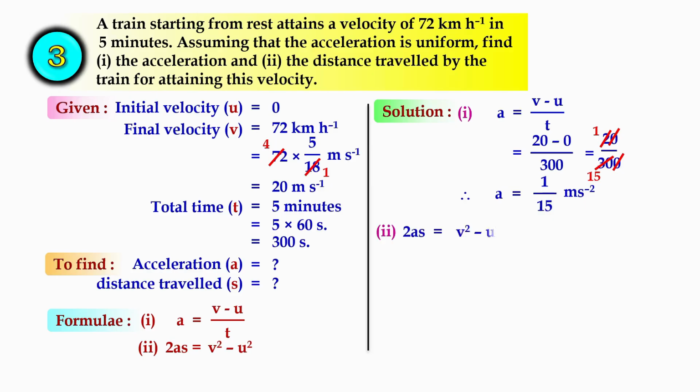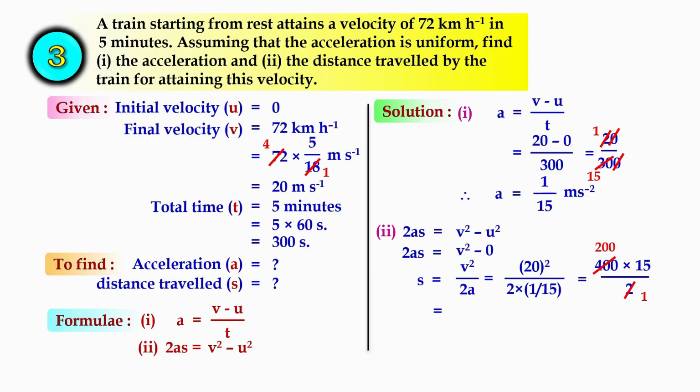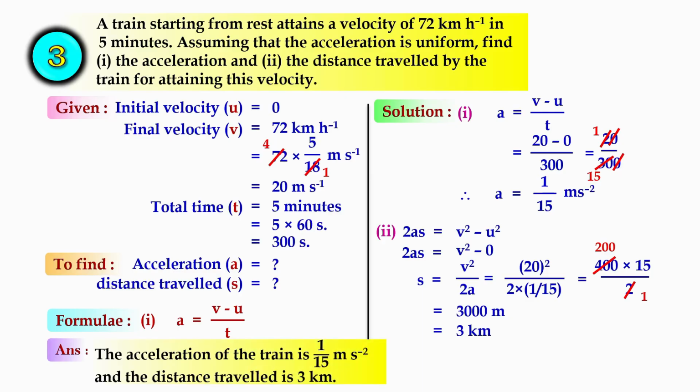Now let us calculate the distance traveled. For this, we use the equation 2 multiplied by acceleration multiplied by displacement equals final velocity squared minus initial velocity squared. Substituting the values, we get displacement equals 20 squared divided by 2 multiplied by 1/15. This gives 3000 meters, which is equal to 3 kilometers. Therefore, the acceleration of the train is 1/15 meters per second squared and the distance traveled is 3 kilometers.